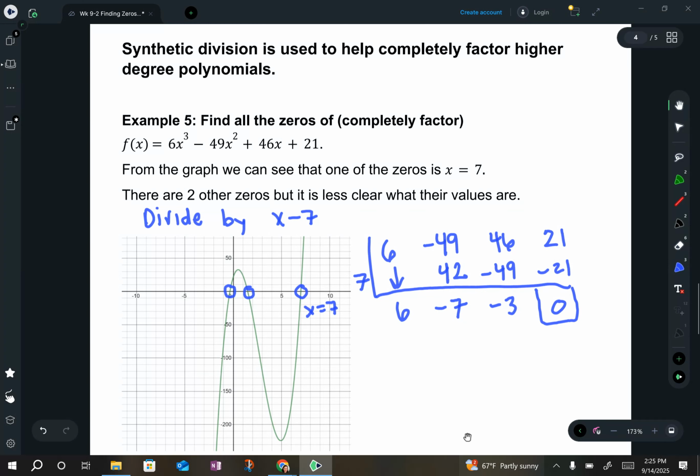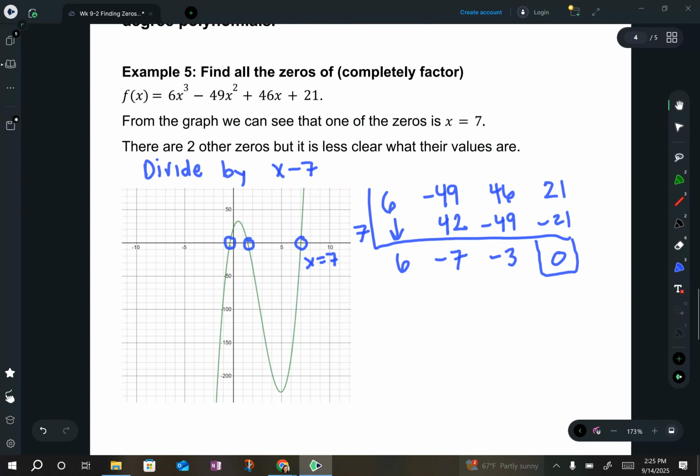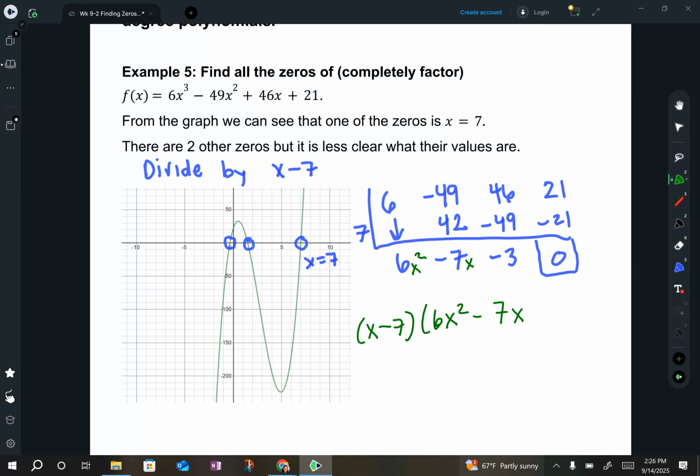And what this tells me is that x minus 7 times 6x squared minus 7x minus 3 is a way to factor this polynomial. So I'm going to write it down. x minus 7, my linear factor that I divided off, times 6x squared minus 7x minus 3. If I multiply that all out, I get back to my original f of x, which is 6x cubed minus 49x squared plus blah, blah, blah. All right, so we were able to reduce a cubic polynomial to a linear times a quadratic. So now all we need to do is factor the quadratic term.